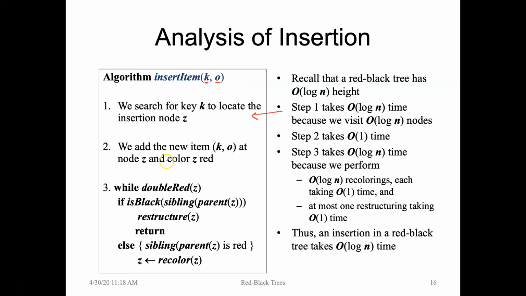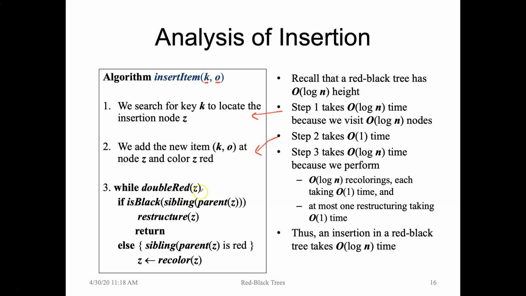Then once we find it, we create a new item and we color that new node that we just created to be red, assuming that it's not the root. So we color that new node red. That takes constant time, since we're creating a new node and setting a color attribute. And then in our step 3, we're going to check to see, did we create a double red?